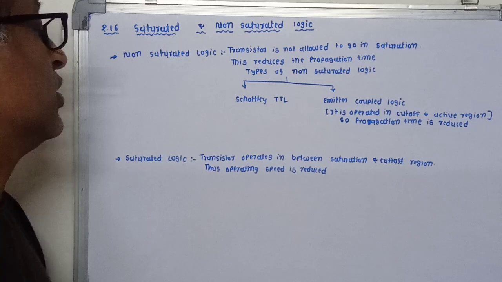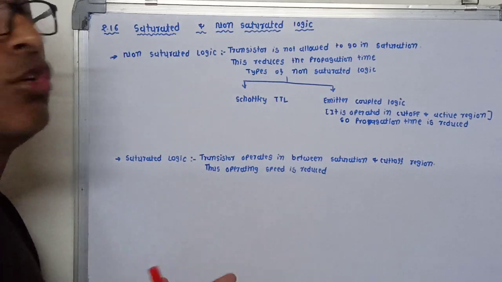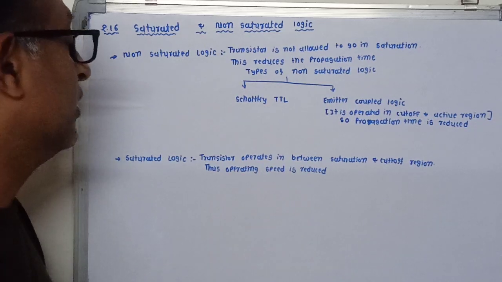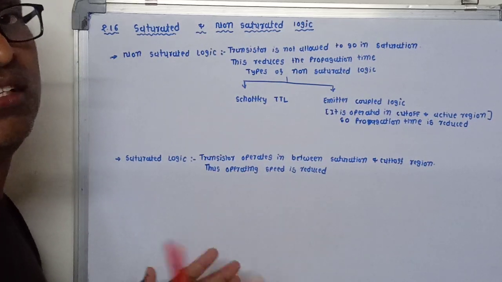Next, saturation logic. In this, the transistor is operated between the saturation region and cutoff region. Thus the operating speed is reduced.